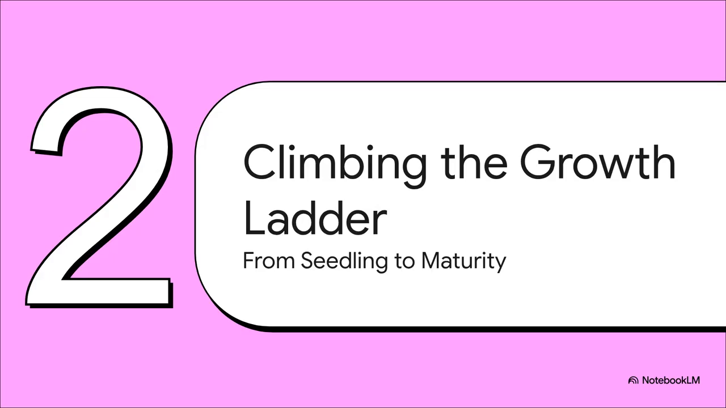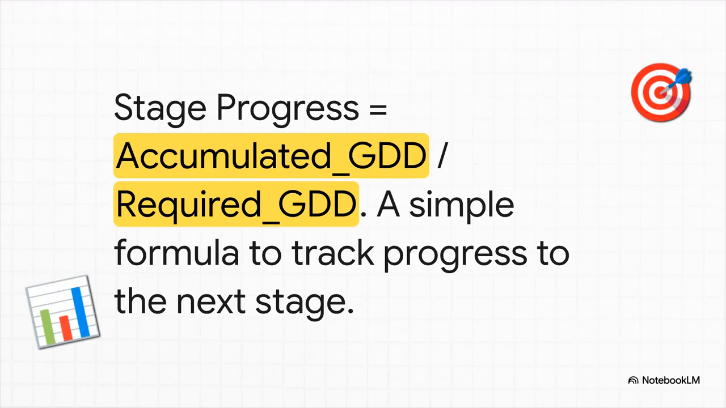Okay, so our digital lettuce is collecting energy every single day. But how does the model actually use that energy to track its physical growth and hit all those key milestones? It's all about saving up. This formula is beautifully simple, but it's absolutely crucial for tracking progress. See, each stage of life, from seedling to mature plant, has a specific energy cost, a required GDD. The model is just constantly checking how much energy we've saved up versus how much we need.